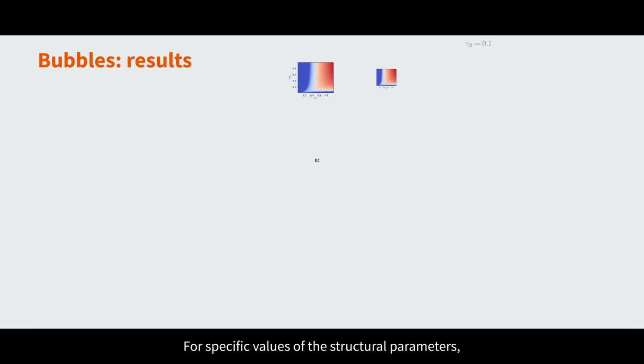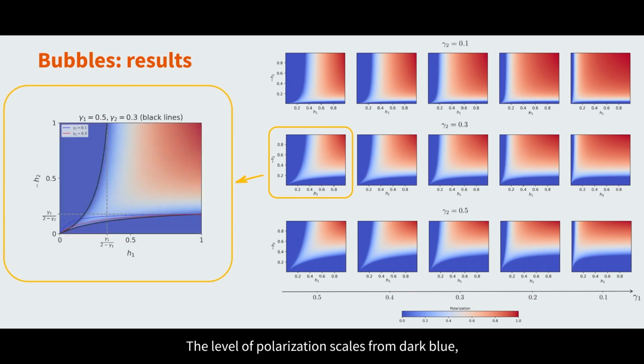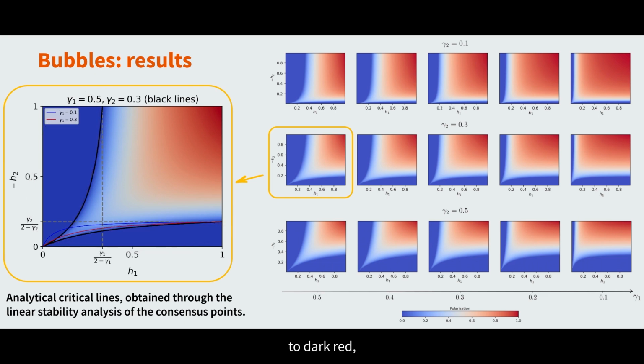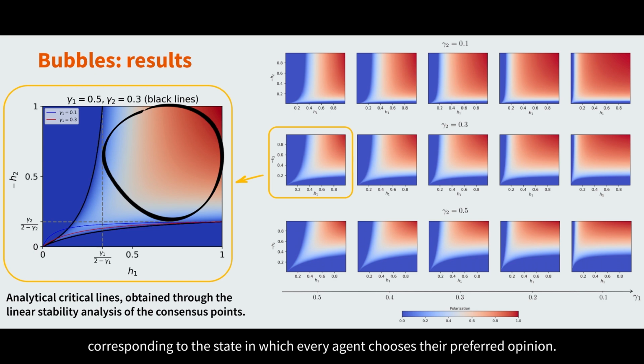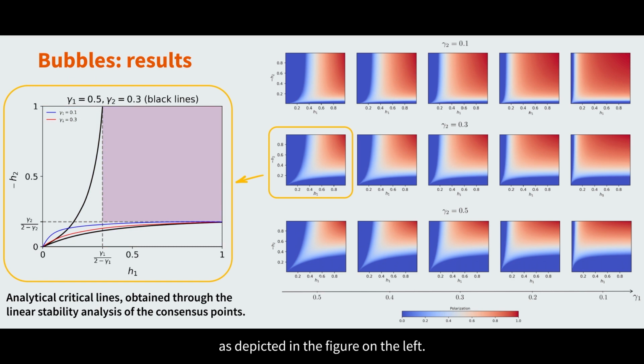For specific values of the structural parameters, the level of polarization is shown in the H1-H2 plane. The level of polarization scales from dark blue, corresponding to zero polarization or the consensus state, to dark red, corresponding to the state in which every agent chooses their preferred opinion. We can analytically derive the transition lines from consensus to polarization, as depicted in the figure on the left.